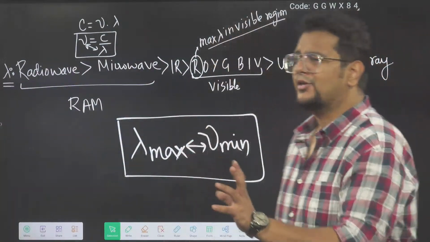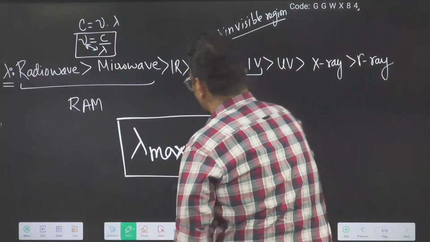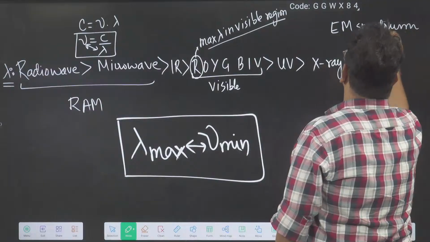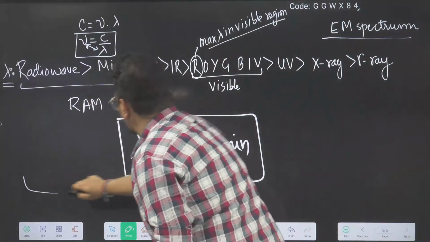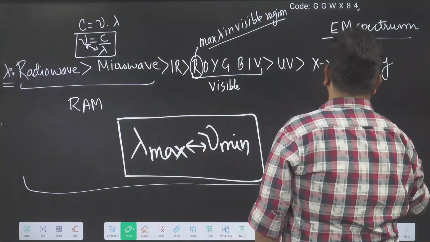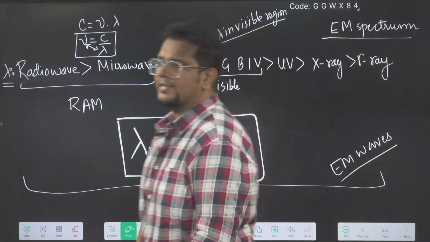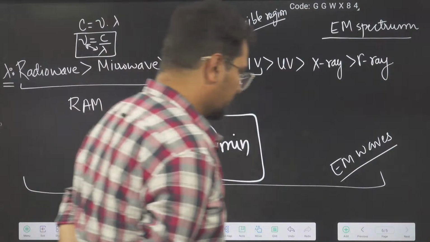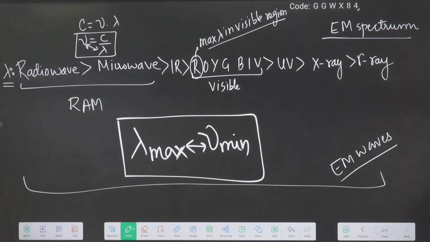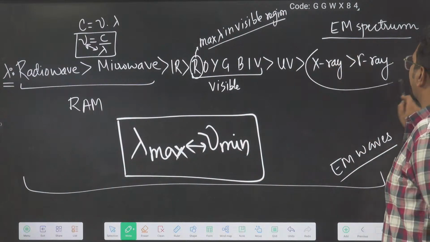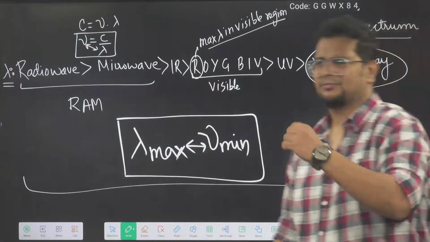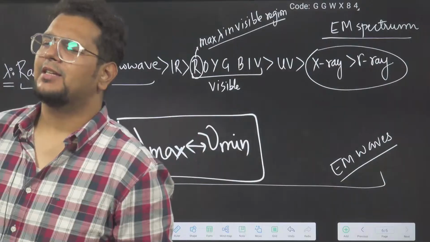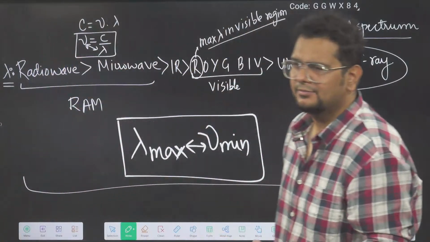This is called the electromagnetic spectrum. All of these are electromagnetic waves arranged on the basis of their wavelength. Do you understand that gamma ray and X-ray behavior will be very similar? Only their wavelengths are different. Otherwise, they both are EM waves.